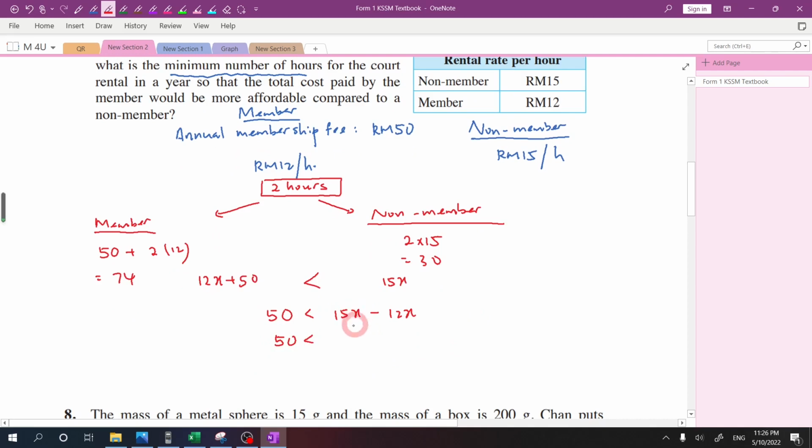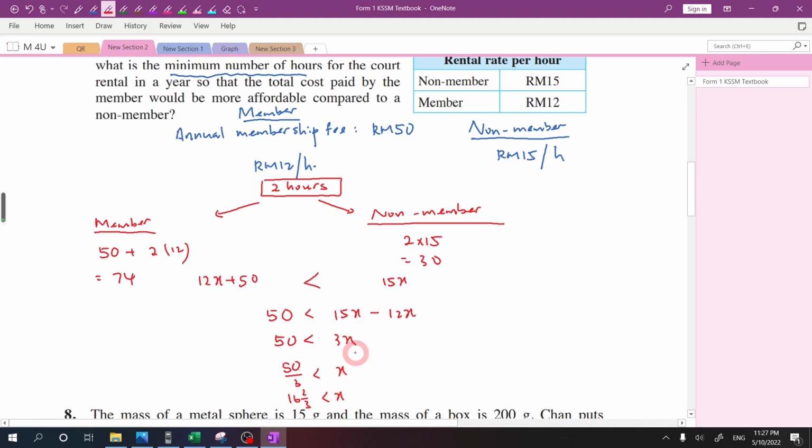So here you will get 3x. So 50 divided by 3 is less than x. Oh, this is x. So just press your calculator. 50 divided by 3, you will get 16 and 2 over 3.